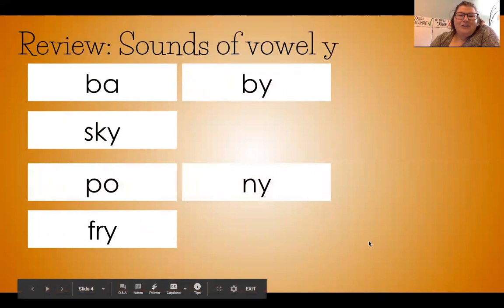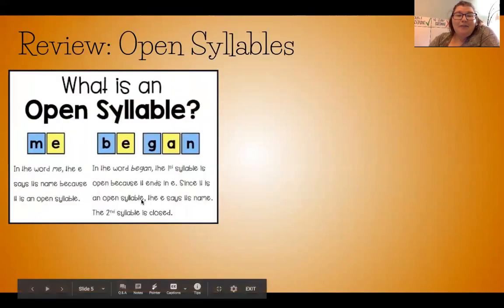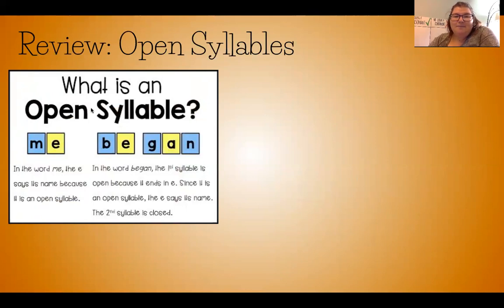I told you that we were going to be moving into open syllables, and here we are. So you might remember this chart that says, what is an open syllable? I remember teaching this to you in the beginning of this unit. An open syllable means that it ends in a vowel and the vowel says its name. Can you say that for me? An open syllable means it ends in a vowel and the vowel says its name. Let's do that together. An open syllable means it ends in a vowel and the vowel says its name.